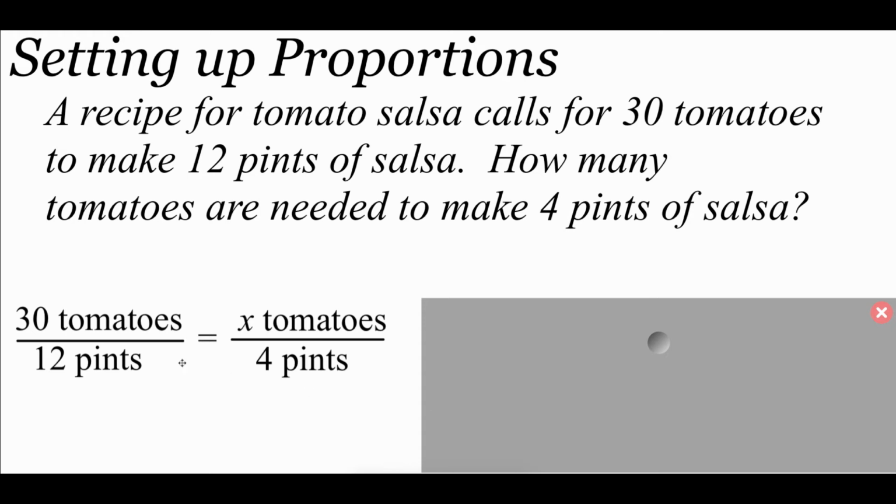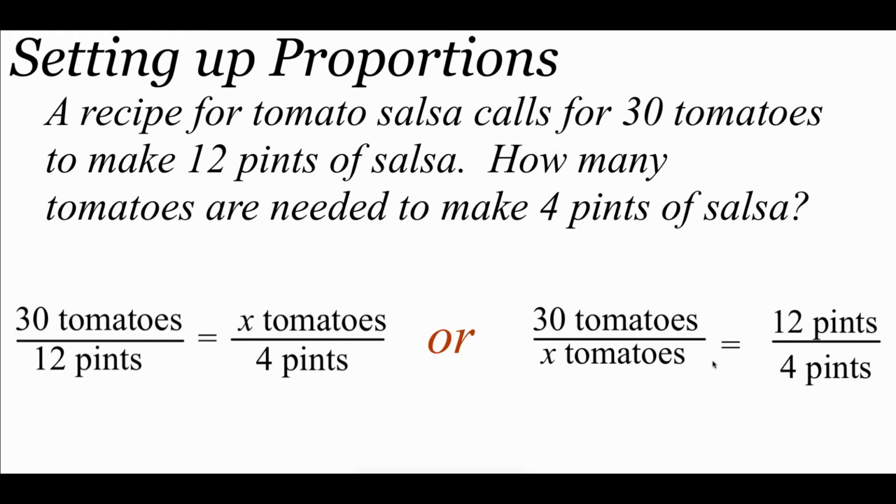So the first way to write out this proportion is we can take the information as it's given to us. 30 tomatoes makes 12 pints of salsa, but an unknown amount of tomatoes makes 4 pints of salsa. Now notice that both of these have the amount of tomatoes on top and the number of pints on bottom. So they have similar information in the same position.